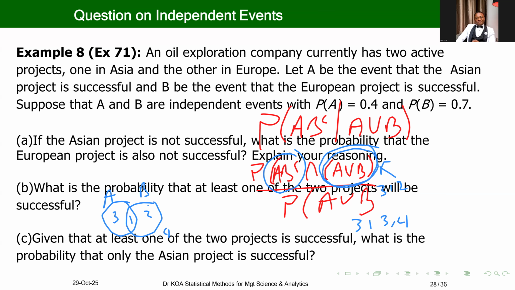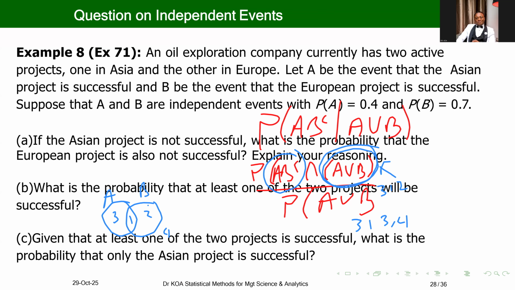So my question is, what are the elements of A? It's 1 and 3. What are the elements of B complement? B complement is 3 and 4. So what are the elements of all of them? It will be 3, 1, and 4. And you can see that the 4 hasn't been captured by the A union B. Yes. So that's the point I'm saying.